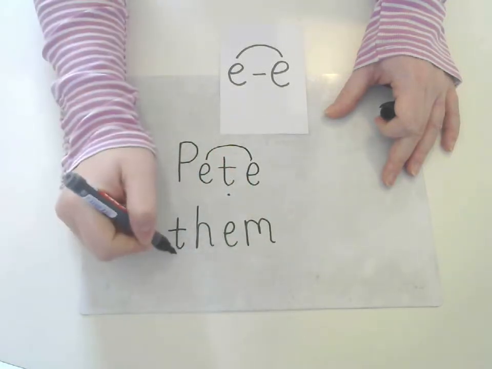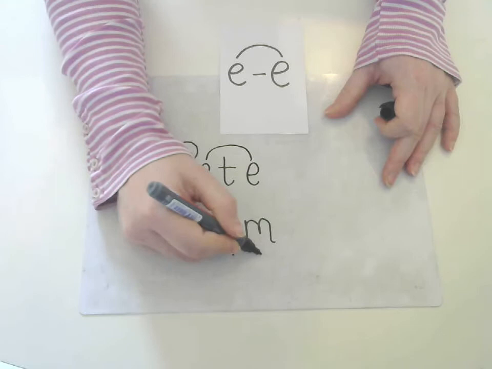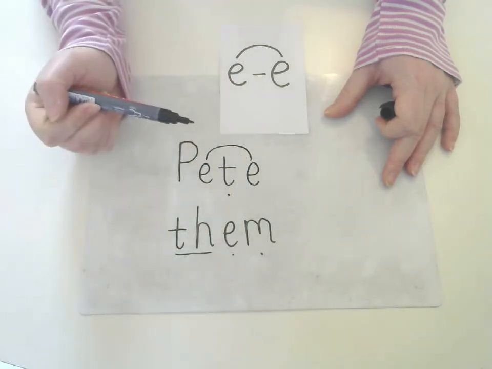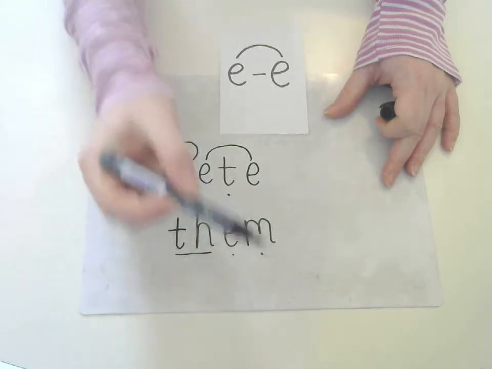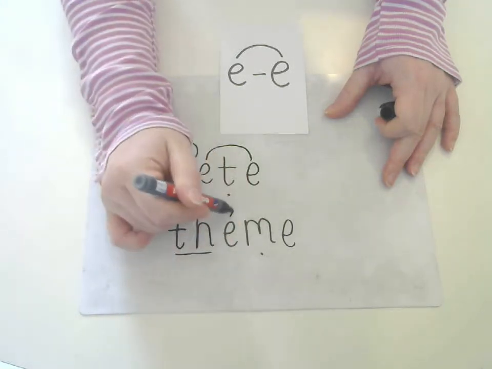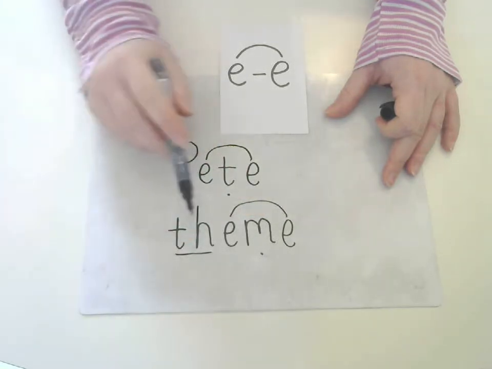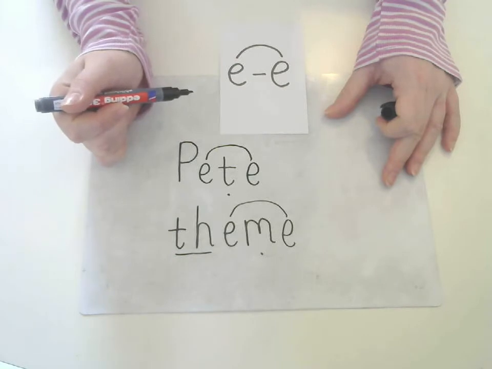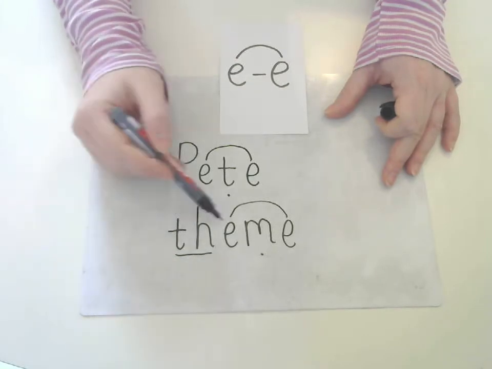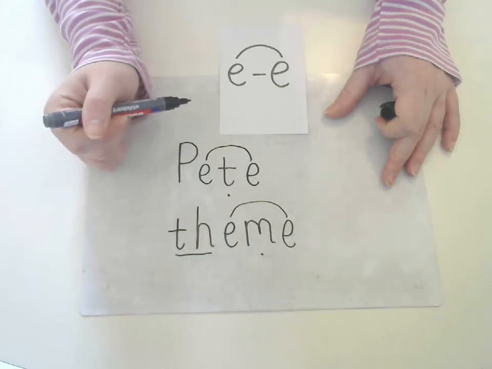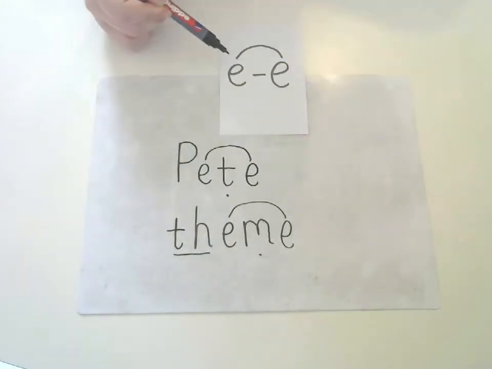Okay, so when we read this word, we read it as them. If I change this into a split digraph sound, it changes to theme. Okay, so it becomes that split digraph, you stretch that E over the top. So our sound today is split digraph, it is E.